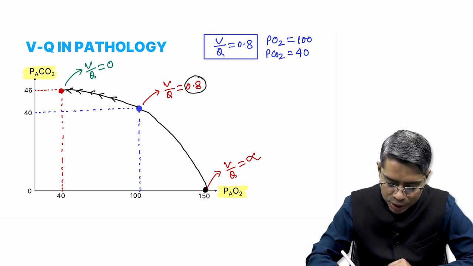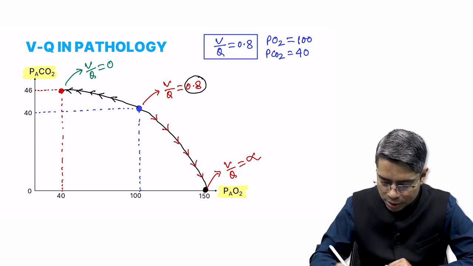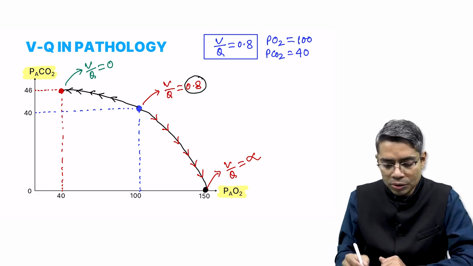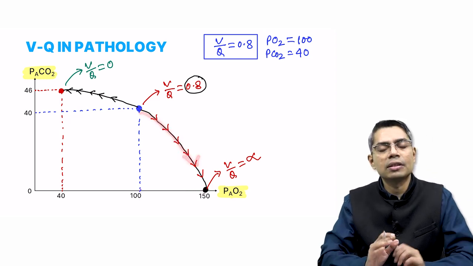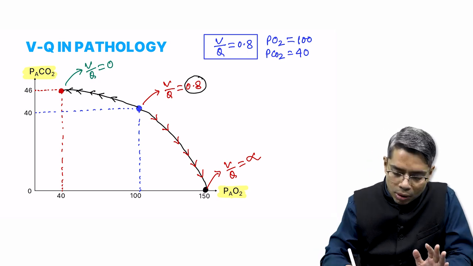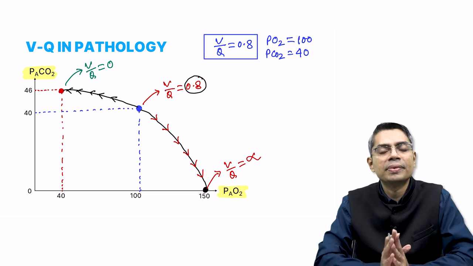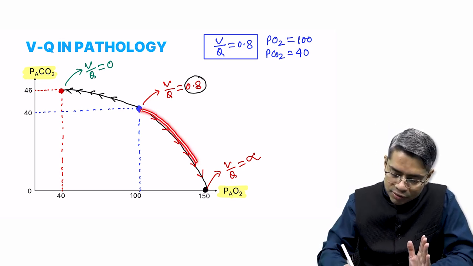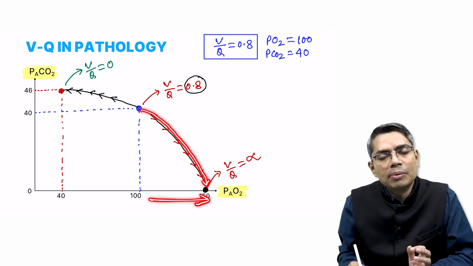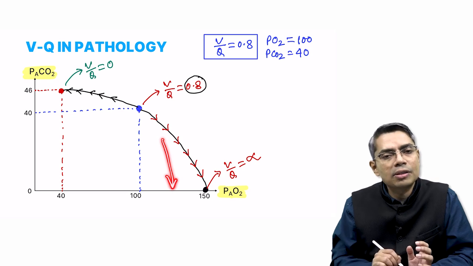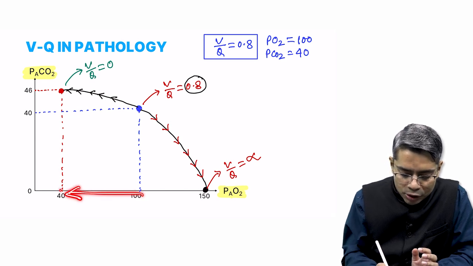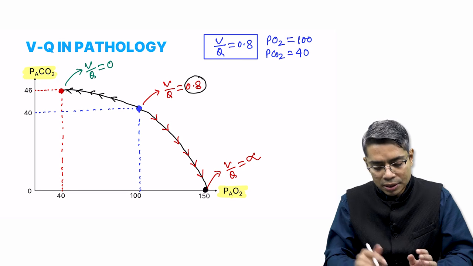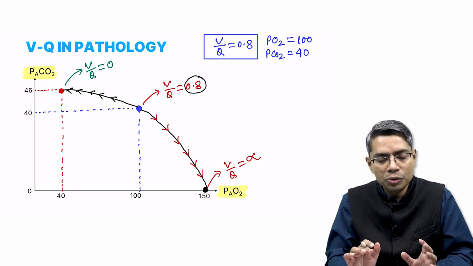So if your VQ ratio is increasing from 0.8 towards infinity, what is going to happen? The partial pressure of oxygen is going to rise and the partial pressure of carbon dioxide is going to decrease. Getting my point? On average, the VQ ratio is 0.8. From that ratio, if you go towards infinity, the partial pressure of oxygen in the alveoli will rise and the partial pressure of carbon dioxide will reduce. And if you go towards 0, your partial pressure of oxygen will reduce and your partial pressure of carbon dioxide is going to increase. This is the meaning of this VQ ratio curve.